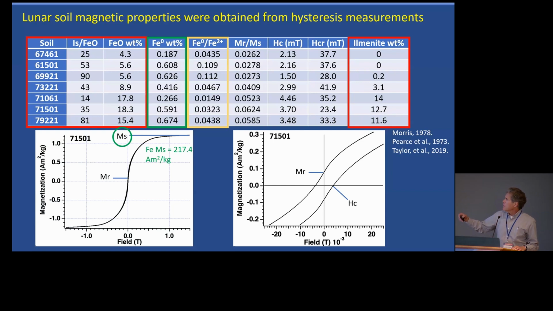And finally, we can look at a term, the remanent magnetization versus the saturation magnetization, which gives us an idea of a domain size. And so for the highland soils, you see a smaller number of about 0.02, 0.027, and the mare soils higher than 0.04. And this is an indication that the highland soils tend to be dominated by superparamagnetic spherical nanophase iron particles, whereas in the mare soils, it is more single domain ferromagnets.